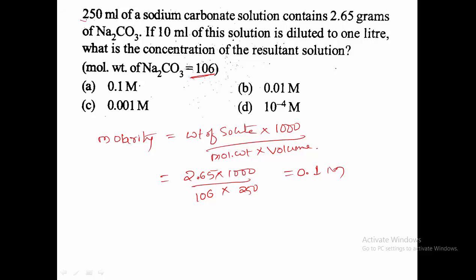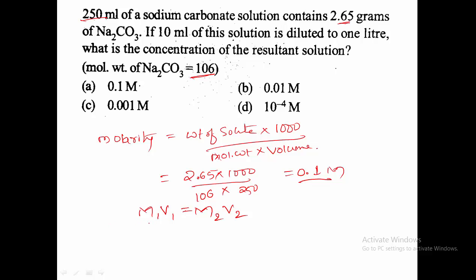ಈಗ ಫಸ್ಟ್ 250 ml ಒಳಗೆ 2.65 ಗ್ರಾಮ್ ಸೋಡಿಯಂ ಕಾರ್ಬೋನೇಟ್ ಆ್ಯಡ್ ಮಾಡಿದಾಗ ನಮಗೆ ಎಷ್ಟು ಸಿಗುತ್ತೆ ರೀ? ಮೊಲಾರಿಟಿ 0.1 m ಸಿಗುತ್ತೆ. ಈಗ ಇದ್ರೊಳಗೆ 10 ml ತಗೊಂಡು ನಾವು 1 ಲೀಟರ್ಗೆ ಡೈಲ್ಯೂಟ್ ಮಾಡ್ತೀವಿ. ಎರಡು ಕಾನ್ಸಂಟ್ರೇಷನ್ ಬಂದಾಗ ಏನು ಫಾರ್ಮುಲಾ ಯೂಸ್ ಮಾಡ್ತೀವಿ ರೀ? ನಾರ್ಮ್ಯಾಲಿಟಿ ಇದ್ದಾಗ N1V1 ಯೂಸ್ ಮಾಡ್ತೀವಿ. ಮೊಲಾರಿಟಿ ಇದ್ದಾಗ M1V1 is equal to M2V2.